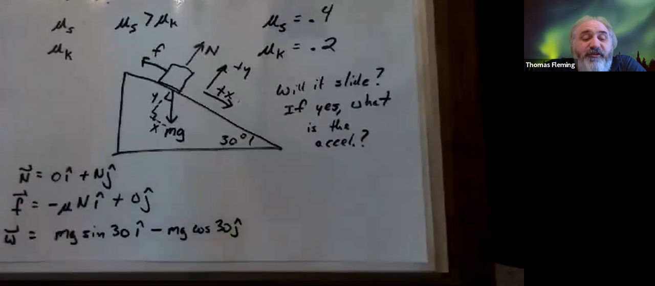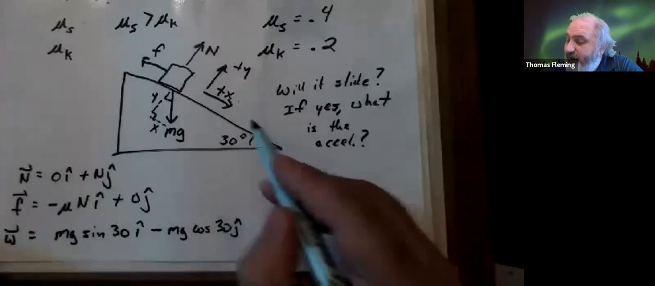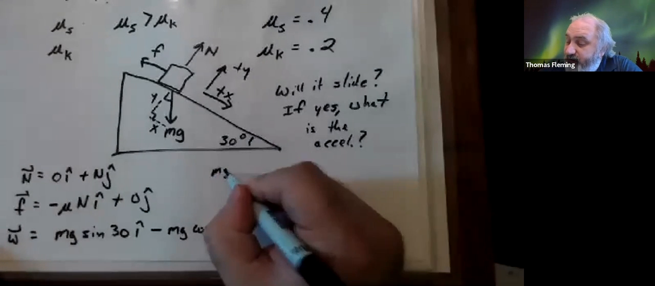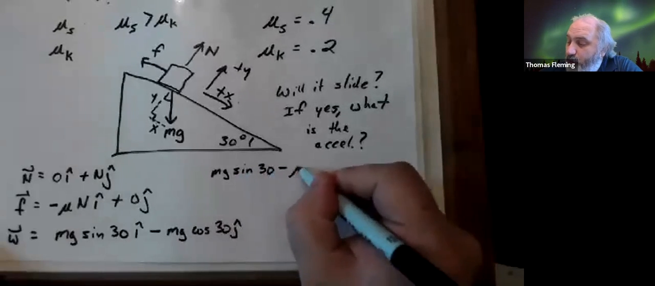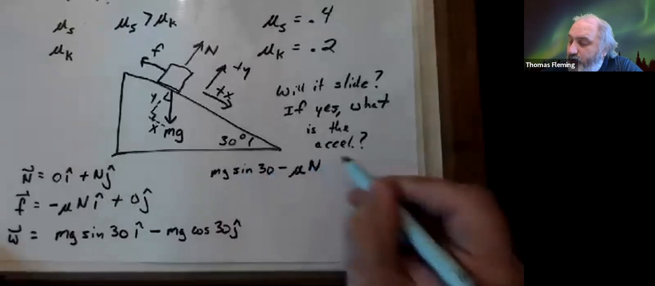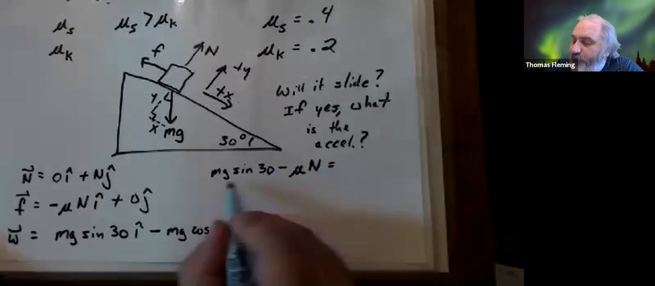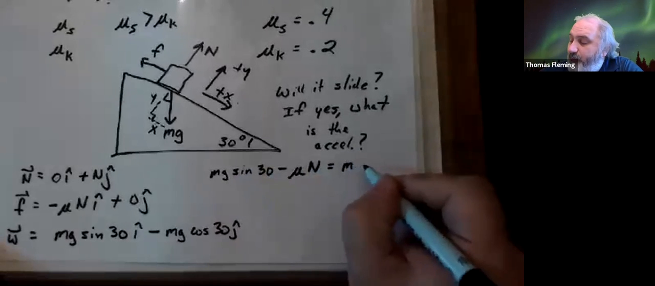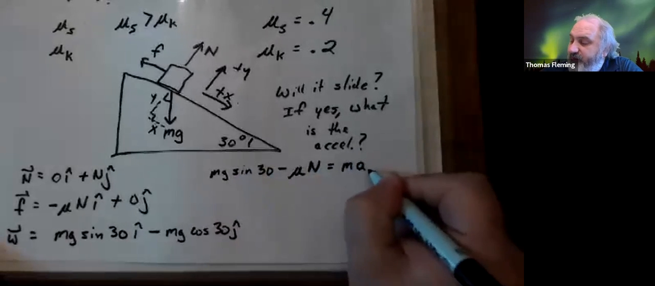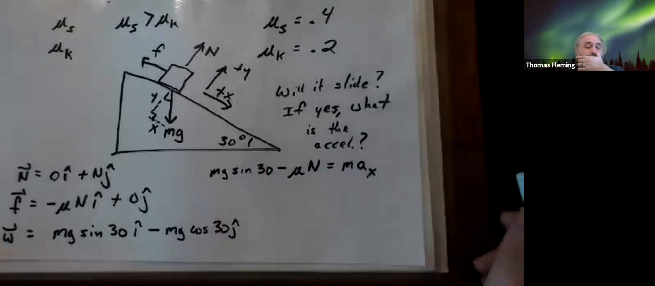The third step is going to be to generate some equations. I'm going to generate first my x equation. In the x direction, I have three forces, this one, and this one. I'm going to write this one first because it's positive. So I'm going to have mg sine of 30 minus the coefficient of friction times the normal force. So this is the sum of the forces in the x direction, and that should equal the mass of the object times the acceleration of the object in the x direction.